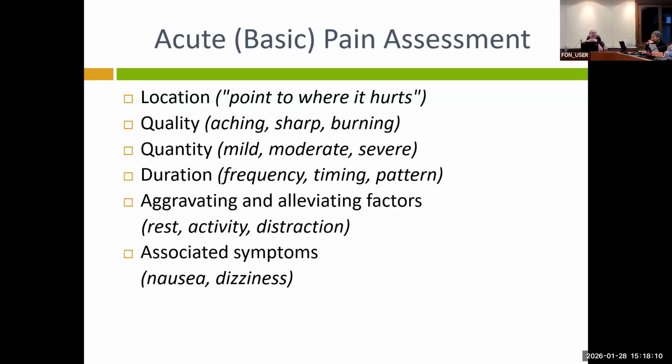And then associated symptoms. So even with the acute basic pain assessment, we don't go into as much detail as we do with chronic pain, but we do ask about associated symptoms. For example, nausea or dizziness. We don't go into the complex assessment, but we do ask about other symptoms.